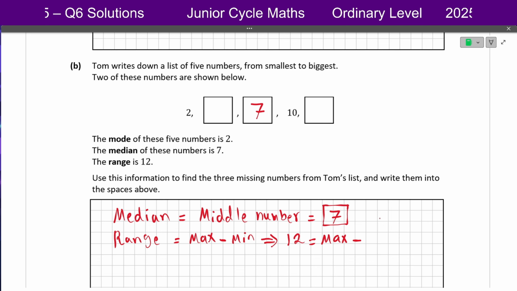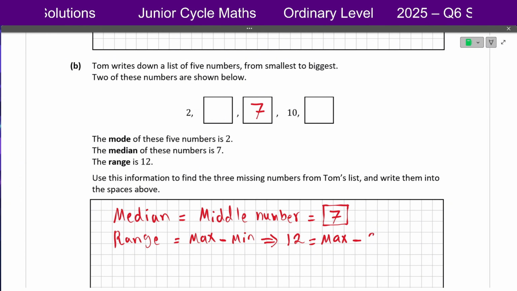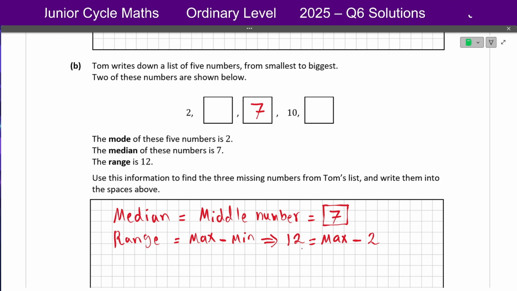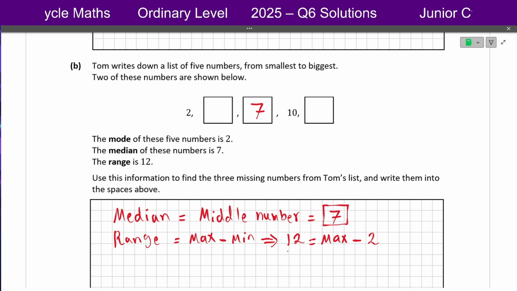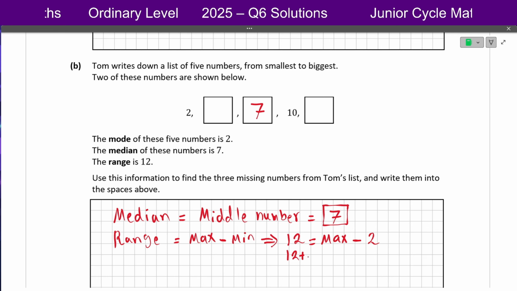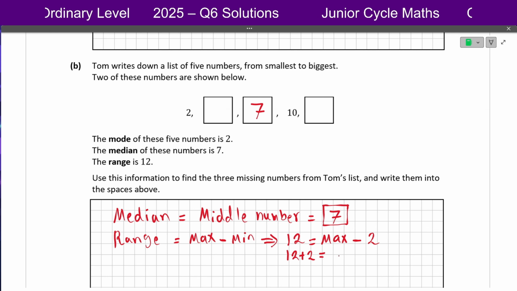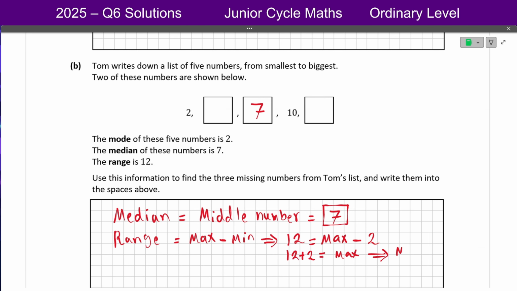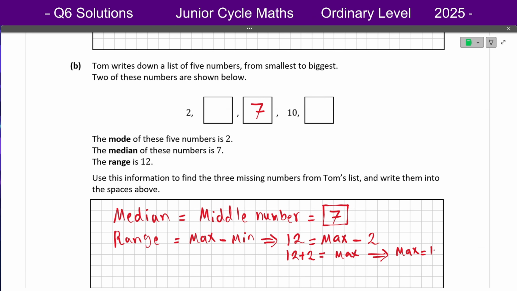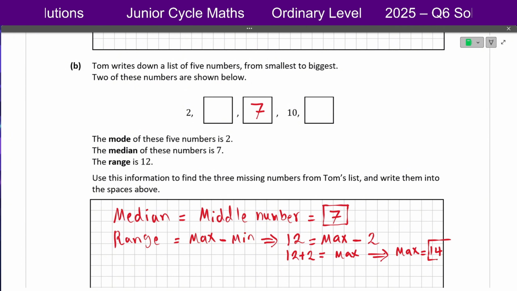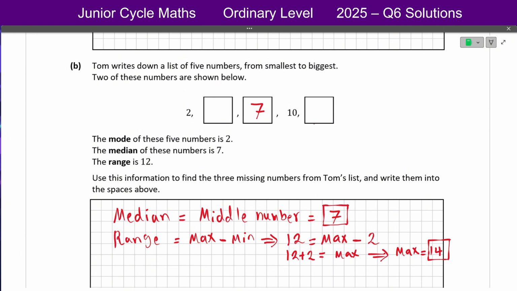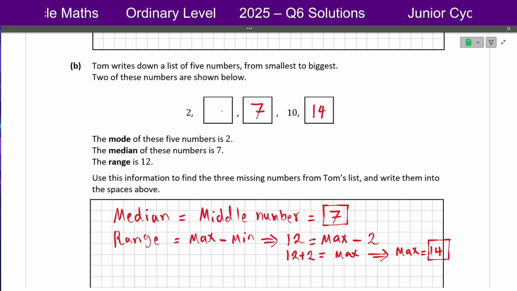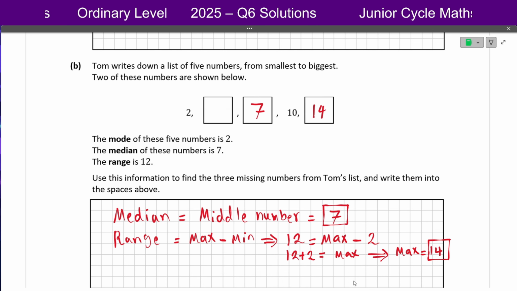So we write 12 equals max minus 2. If we add 2 to both sides, we get 12 plus 2 equals max. That gives me max should be 14, and that's the correct answer for the second number, which we write here: number 14. Now we need to find the third number.